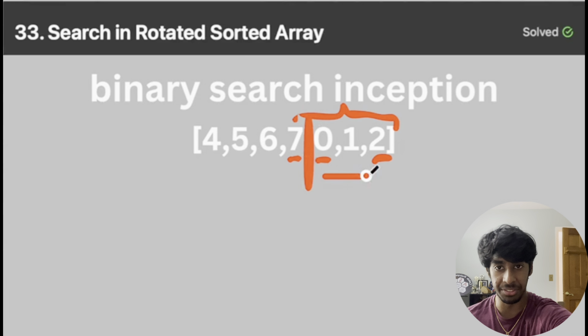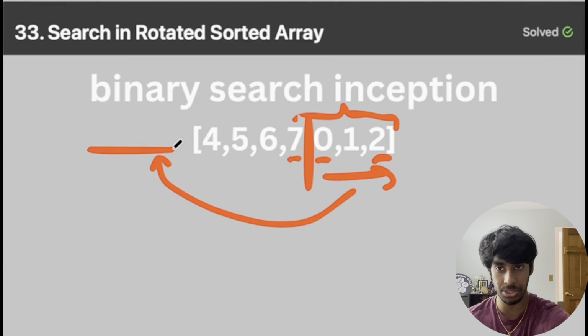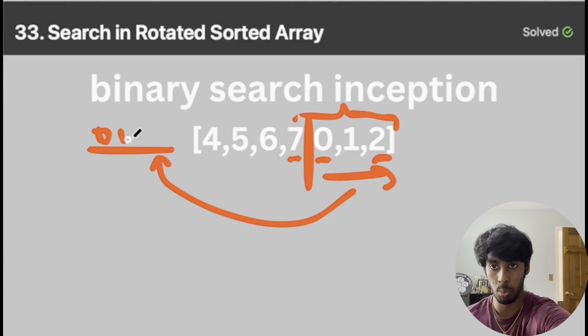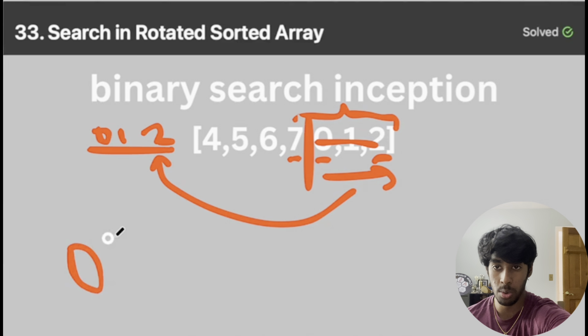So now we can take this half of the array and place it in its desired spot, before all the other elements. So this becomes 0, 1, and 2. This goes away, and now we have a fully sorted array. Now, all we have to do is apply the binary search algorithm one more time to actually find where our element is. And we're done. This solution is going to take O of log n time.